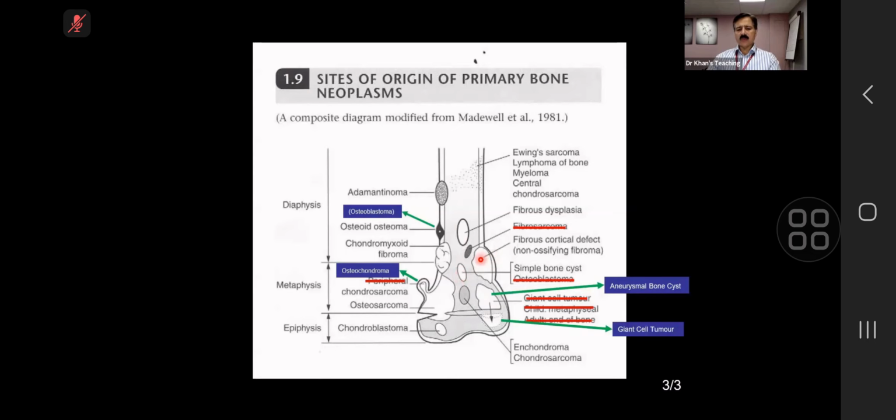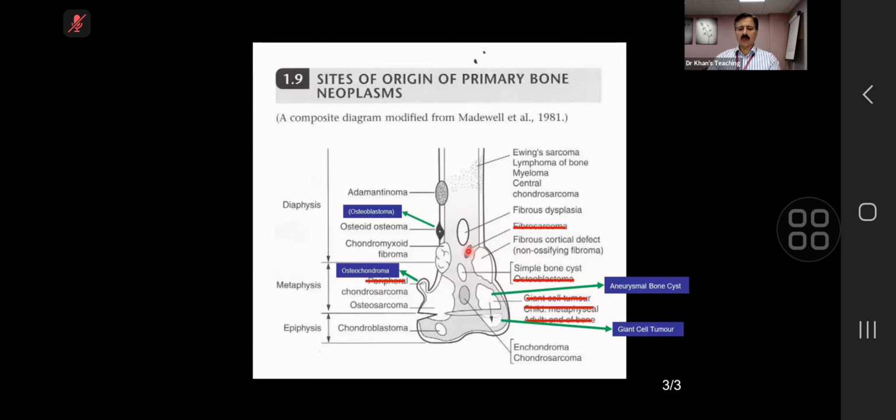Then look at this lesion. This is fibrous cortical defect. So this is a cortical lesion by definition, and if the size is more than 3 centimeter, we call it non-ossifying fibroma. It can be a lytic lesion, so this can be in the differential, but you can see the location. I repeat, simple bone cyst is central, aneurysmal bone cyst is eccentric, metaphyseal, and the non-ossifying fibroma or fibrous cortical defect is metaphyseal or metadiaphyseal. It can be in the diaphysis also, and by definition it is in the cortex, but it can of course come into the medullary cavity.